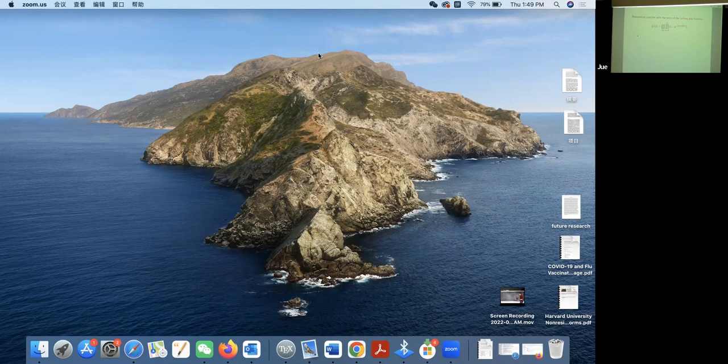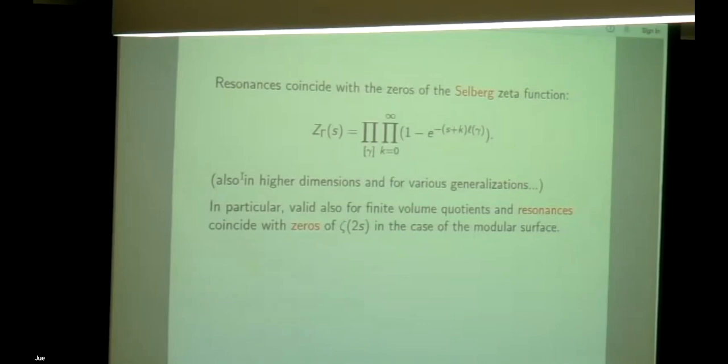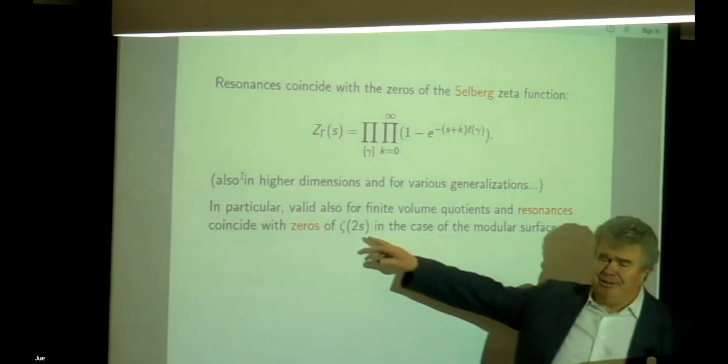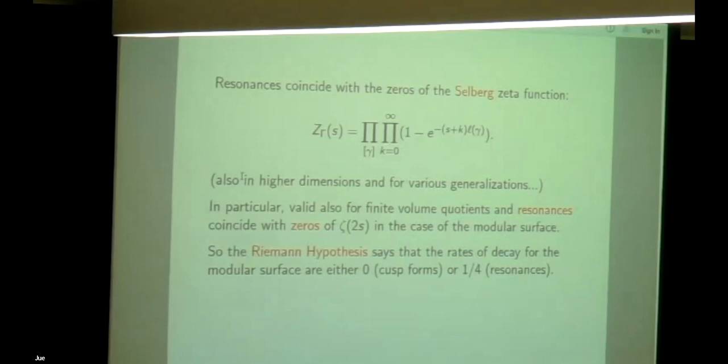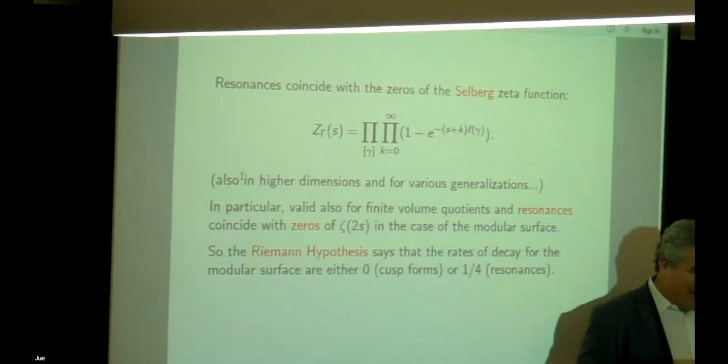But in any case, this is a subject of my talk. And there are various generalizations that go here. This analogy actually is valid also for finite volume surfaces. In particular, the most famous finite volume surface is the modular surface, in which case the zeta function is the Riemann zeta function. And in that case, the resonances of the Laplacian on the modular surface coincide with the zeros of the zeta function. So the Riemann hypothesis that you must have heard of says that the rates of decay on the modular surface are either zero, so they don't decay, just oscillate, or exactly one, which is the resonances on the critical line.